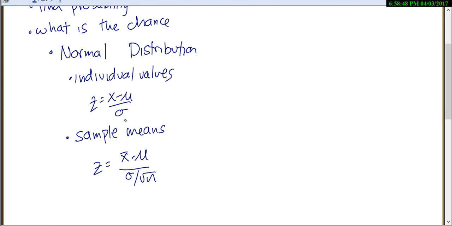You did learn how to do it for counts and proportions, but that's from 5.3 and 5.4, and I think I said that's not going to be on the test. So it'll either be individual values or sample means. But it'll say, what's the probability, what's the chance?